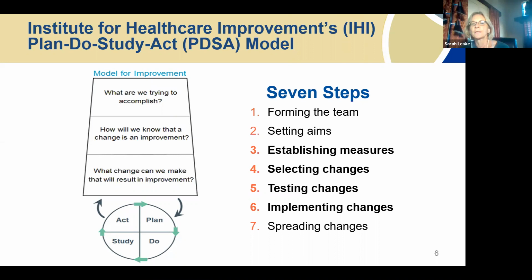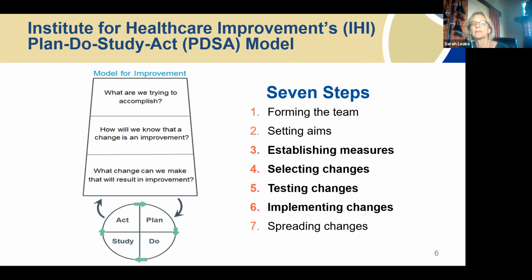So the model for improvement is a tool for quality improvement. This model asks 3 questions, as you can see here. What are we trying to accomplish? In other words, what are we aiming for? Second is, how will we know a change is an improvement?